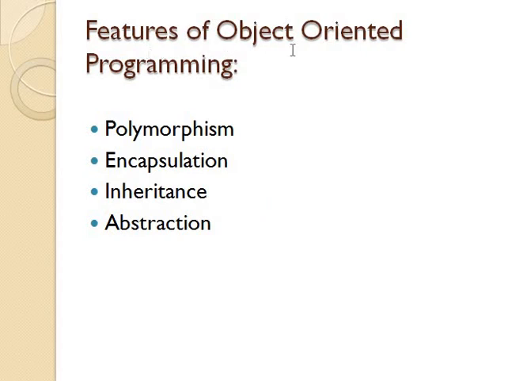The features of object-oriented programming system are categorized as follows. The first one is polymorphism, the second one is encapsulation, the third one is inheritance, and the fourth one is abstraction. I will give you the detailed explanation of all these features one by one. So today, let's start with polymorphism.